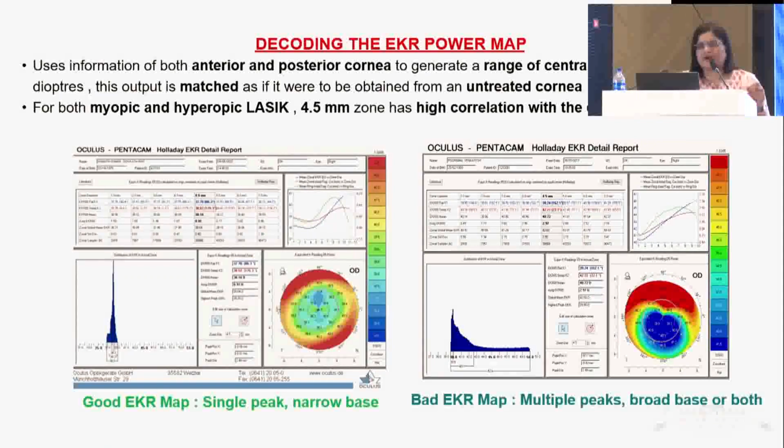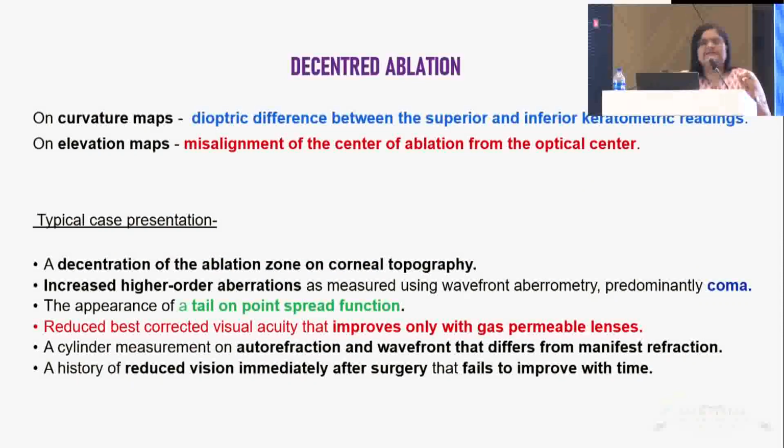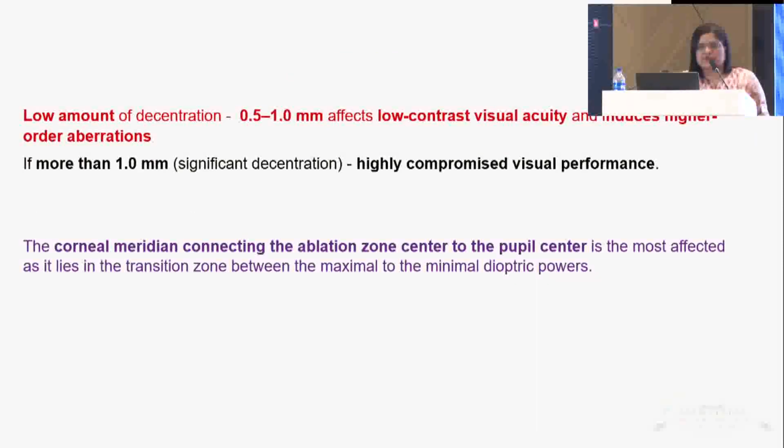With decentered ablation, the typical case presentation will have a decentered ablation zone along with increased higher order aberrations, along with a tail on the point spread function, with reduced BCVA that improves only with gas permeable lenses, along with a cylindrical measurement on auto-refraction and wavefront that differs from manifest refraction. Also a history of reduced vision immediately after surgery that fails to improve with time. That is what you will get.